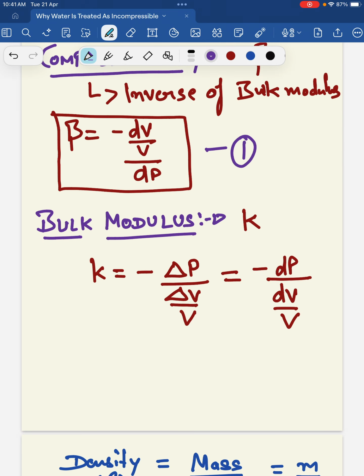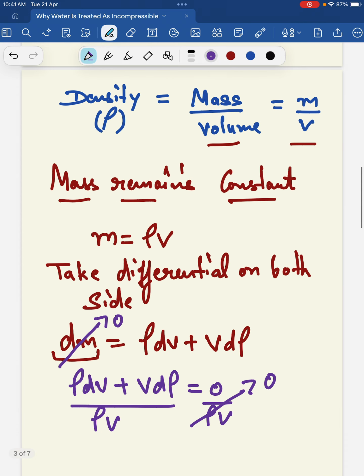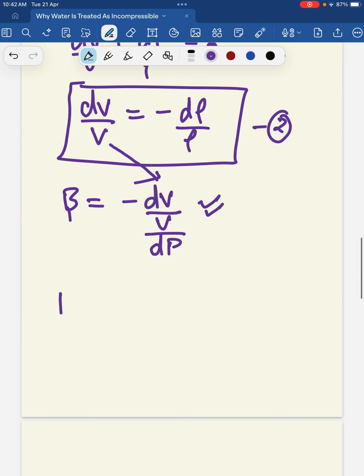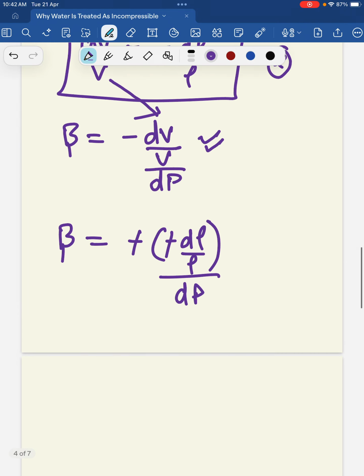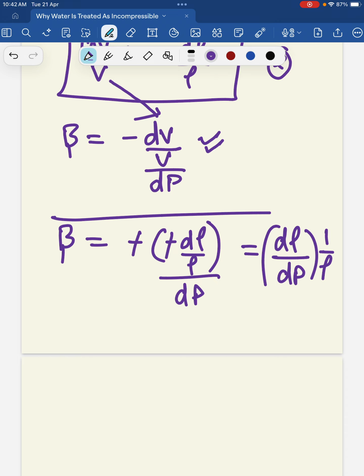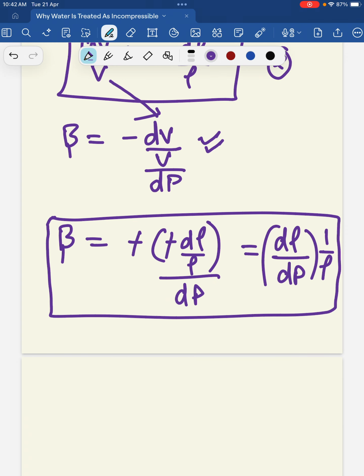So put the value of dv upon v in the first equation, or you can write beta, that is compressibility, as minus dv upon v divided by dp. Put the value of dv upon v in this equation and you will get compressibility in terms of density, that is minus of minus d rho upon rho divided by dp. This minus minus will become plus. What will you get? You will get d rho upon dp into 1 upon rho. So this is basically your compressibility in terms of density.